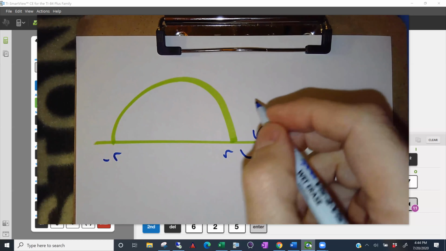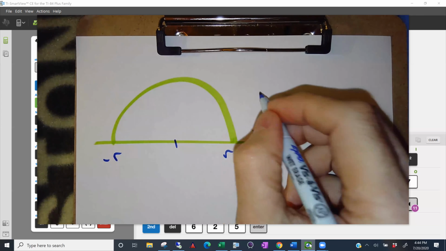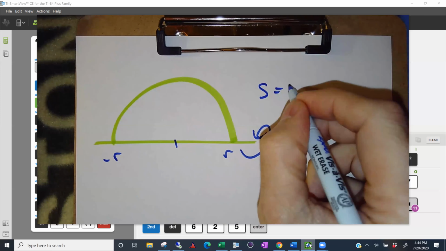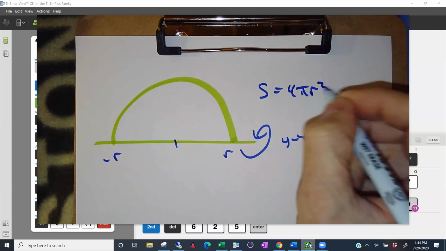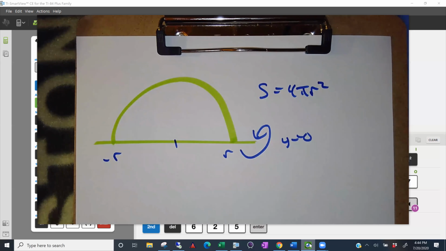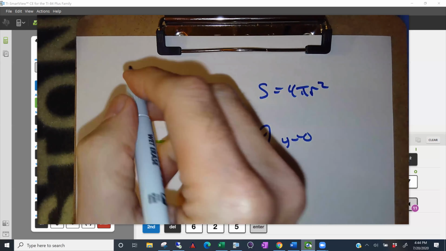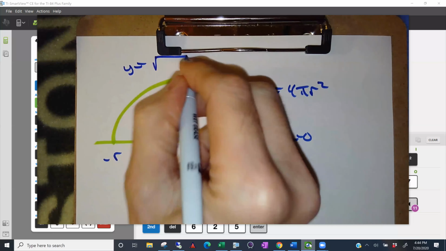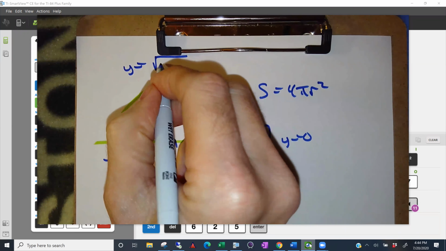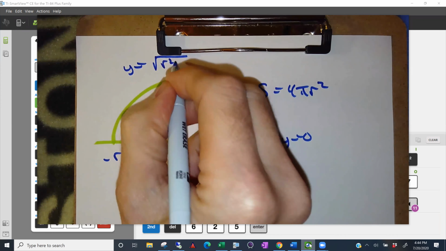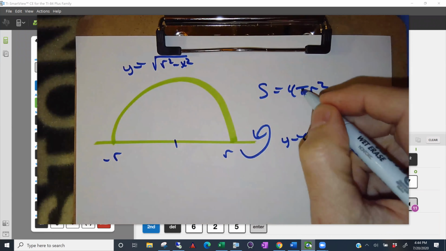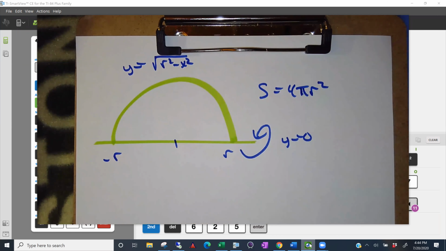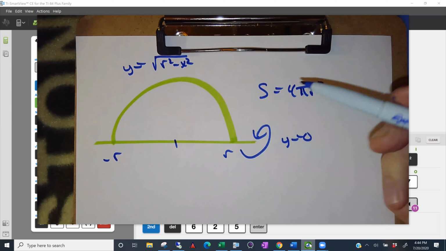Which for a circle like this or a semicircle, you should end up with S equals 4 pi r squared would be the surface area. If you ran through the surface area calculations with this function, y equals the square root of r squared minus x squared, you should end up with this. I think it might be one of the problems in the book or on WebAssign for you guys. I'm not sure, but that's going to be what you're going to get.